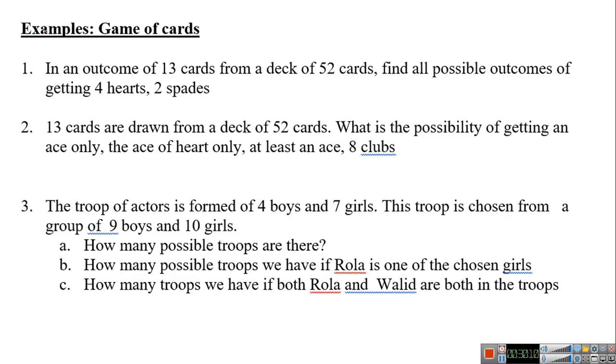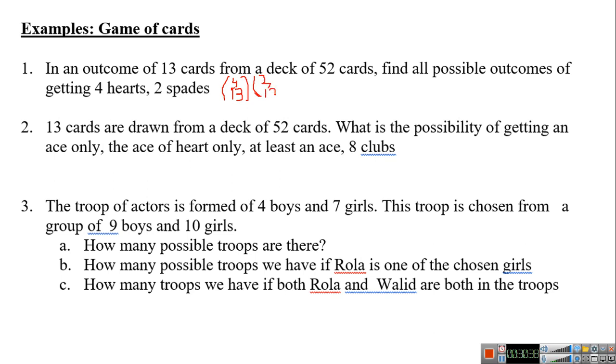In an outcome of 13 cards, we need to pick 13 cards from a deck of 52. Find all possible outcomes of getting 4 hearts. I didn't tell you I want the first one to be heart, the second one to be spade. So order not important and repetition is not allowed. So it's a combination 4 of how many hearts you have in a card? 13. I want 2 spades, 2 out of 13.